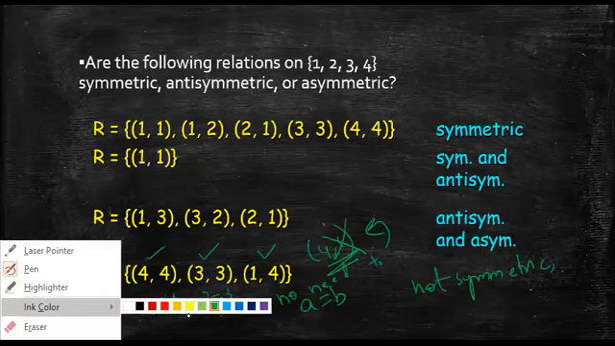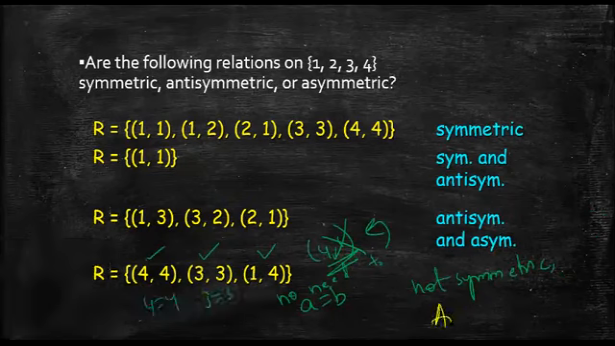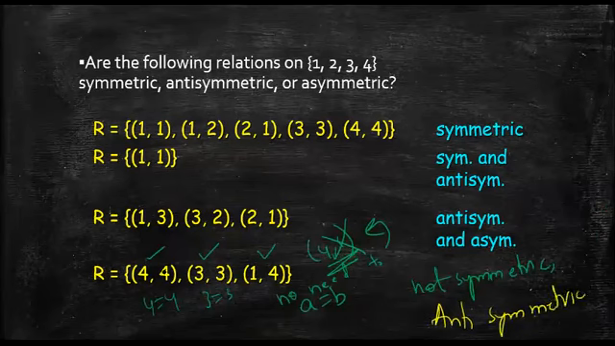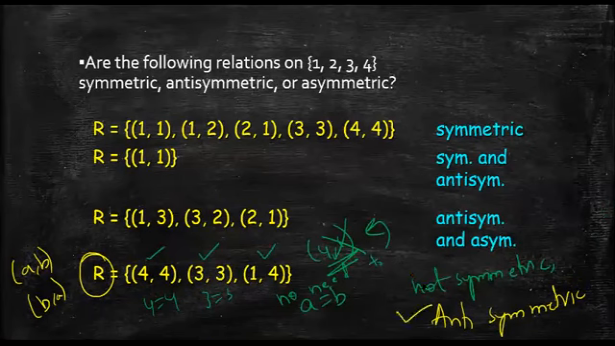So in this case, it is antisymmetric. What about asymmetric? Asymmetric is when we have over here 4 comma 4, 3 comma 3, and we have 1 comma 4. But in this case, if you notice, 4 comma 4 and 3 comma 3 satisfy the property A comma B, B comma A. So this set is a special scenario where it is not symmetric, but it is also not asymmetric. Okay, so it is simply antisymmetric.